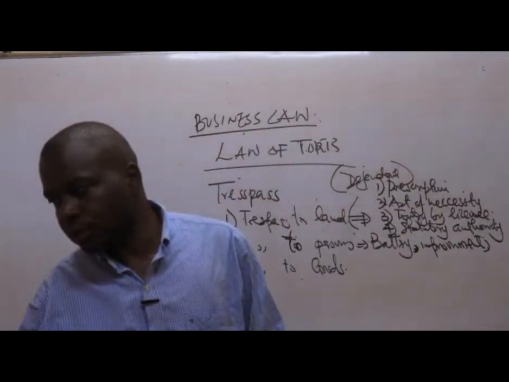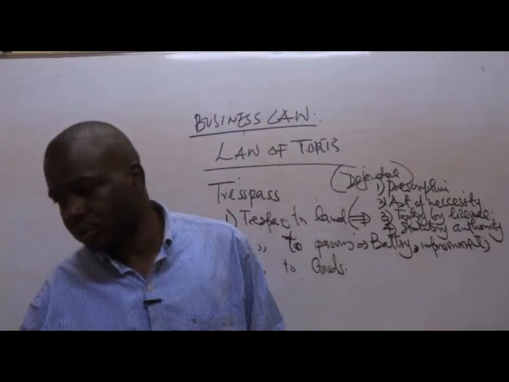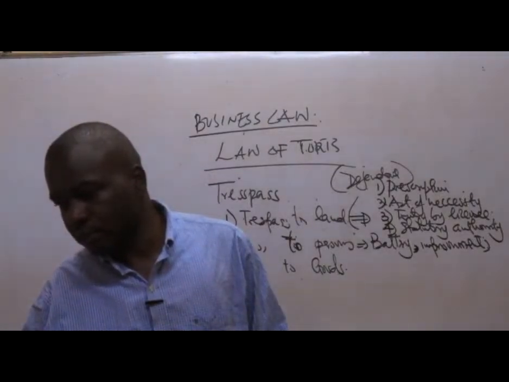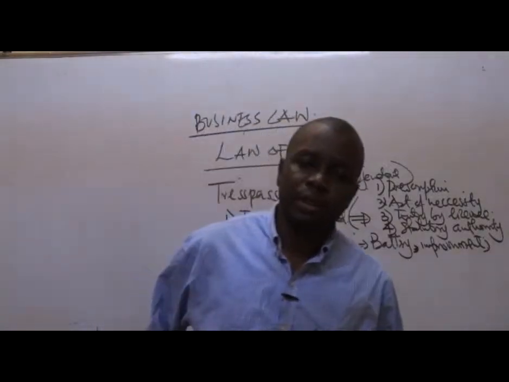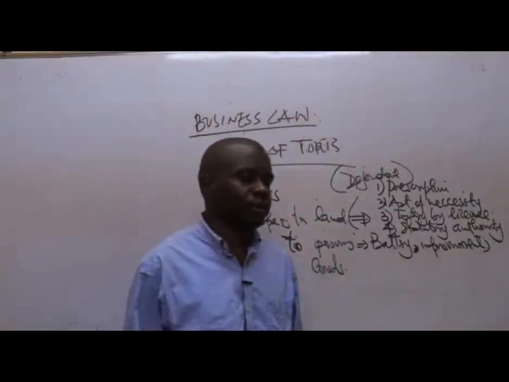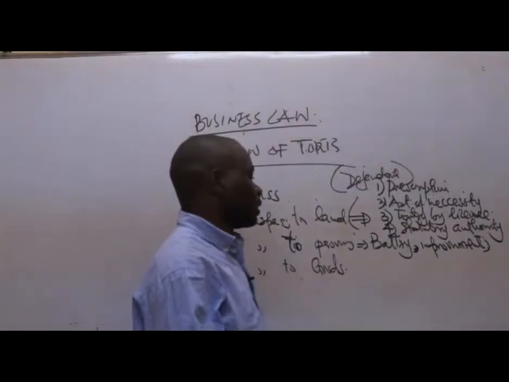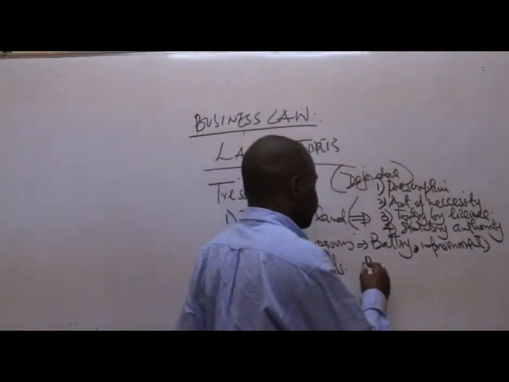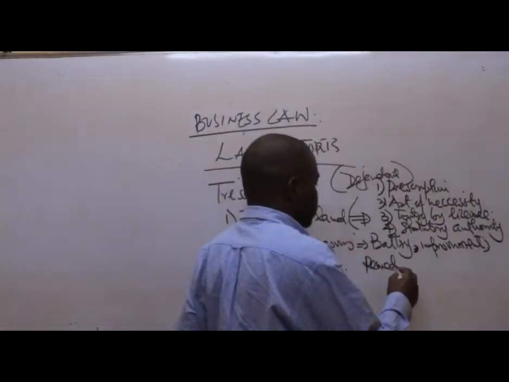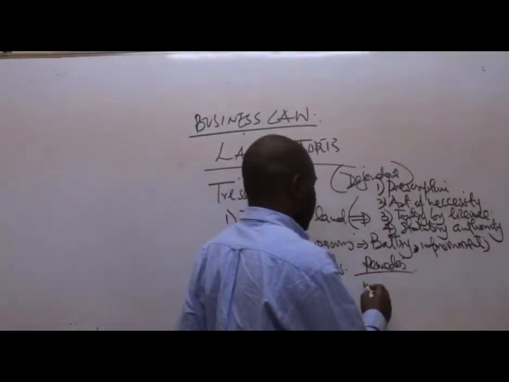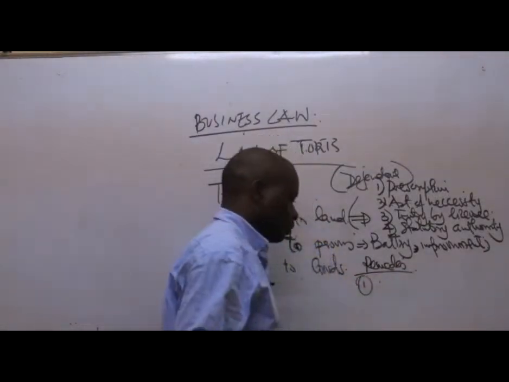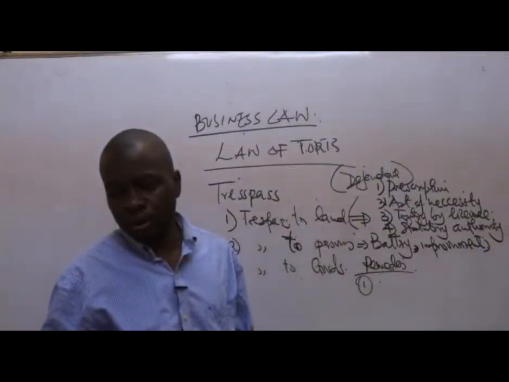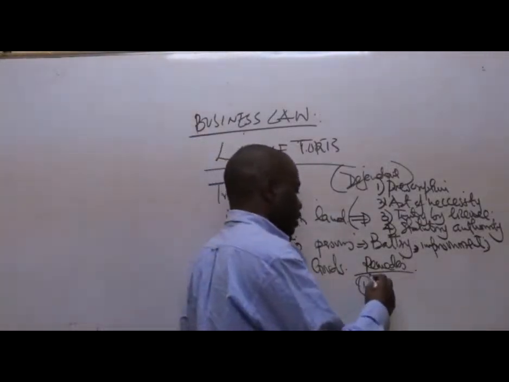So those are the ways in which a person can defend himself. So what are the remedies the court will give, or the forms of reliefs the court can give? So the remedies given by the court under trespass on land, number one, we can have what we call damages.